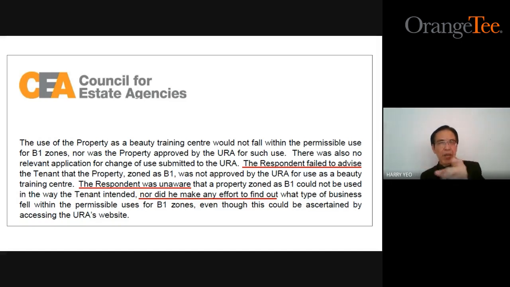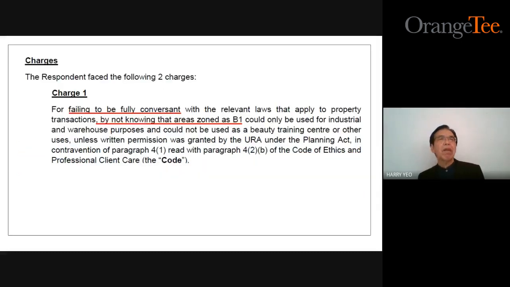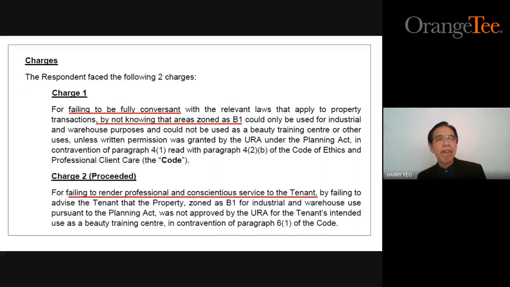How can you be not aware? You are licensed by CEA, you know. The respondent was not aware that the property was zoned B1 and could not be used for a beauty school, and he didn't make any effort to find out. So he was charged with failing to be fully conversant. You have fallen below the standard required of a professional agent by not knowing that a zone B1 area cannot be used for commercial use. You must go to commercial property there. Also failing to render professional, conscientious service to the tenant, because you have not applied for change of use.